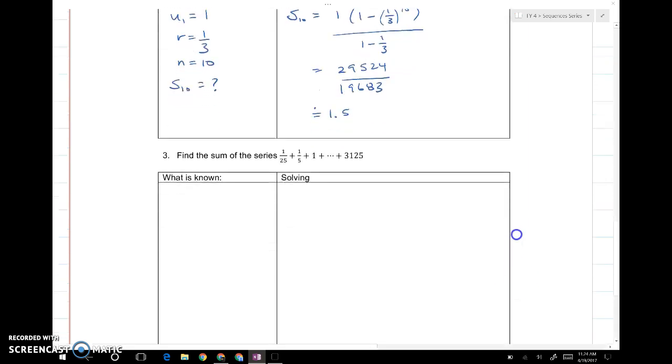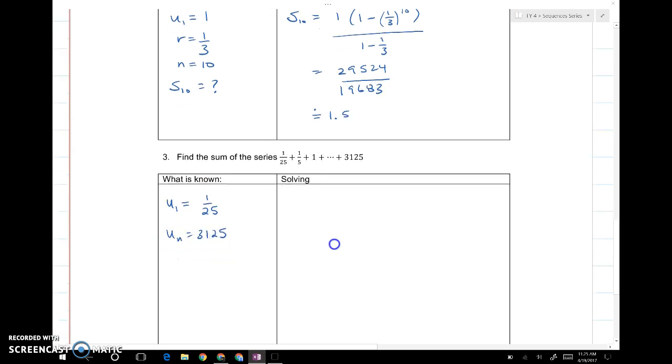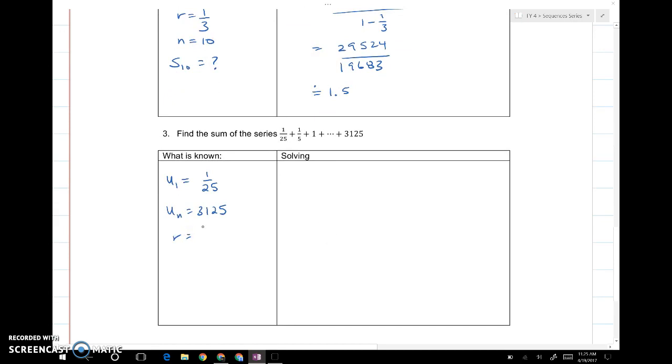Next question. I want you to give this question a try. This question I would consider, say, very hot on the level scale. Notice here, I know U1 is equal to 1 over 25. I know UN is 3125. And I know R is 5. I don't know what N is. And I don't know what the sum of however many terms is. So notice I have 2 things I don't know. So I'm going to have to take a step in between. So take a moment, check it out, see what you're going to try and find first.